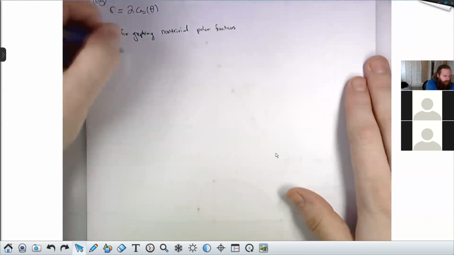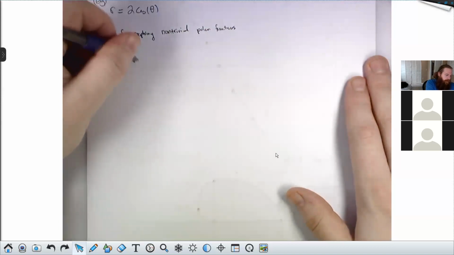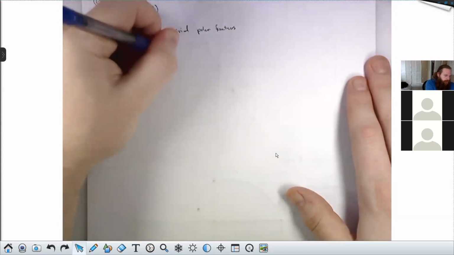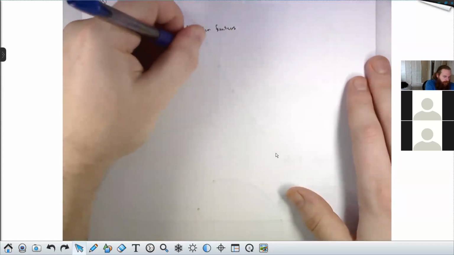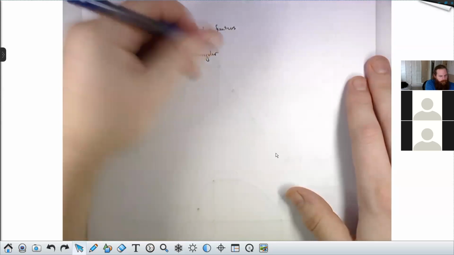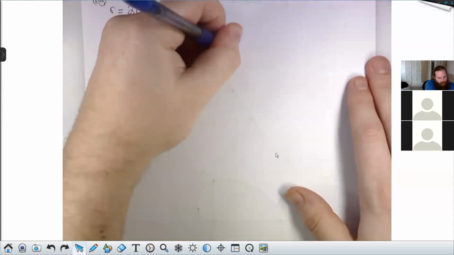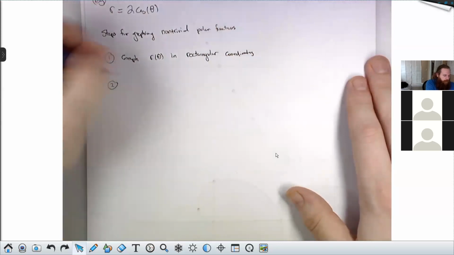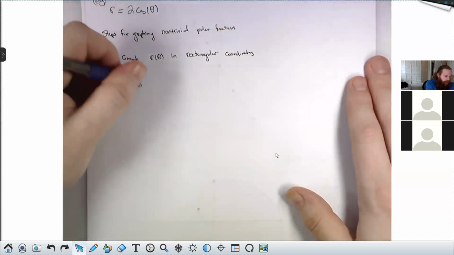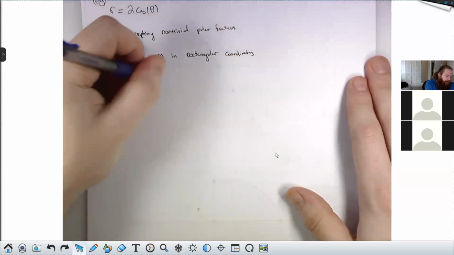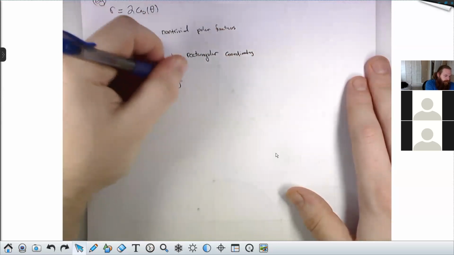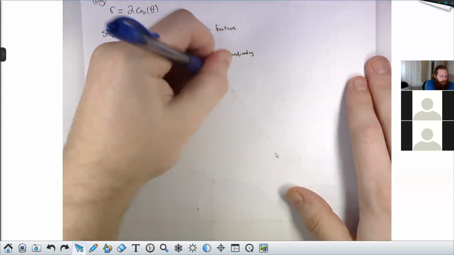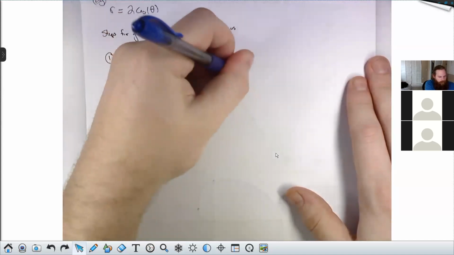So first, graph r of theta in rectangular coordinates, or normal Cartesian coordinates. Then transfer the graph piece by piece into polar coordinates.